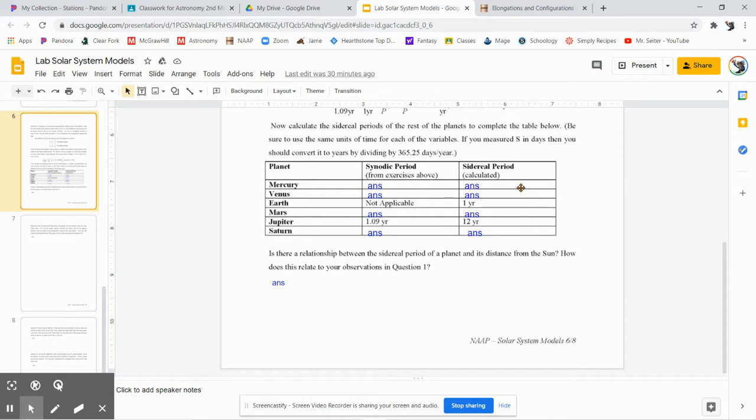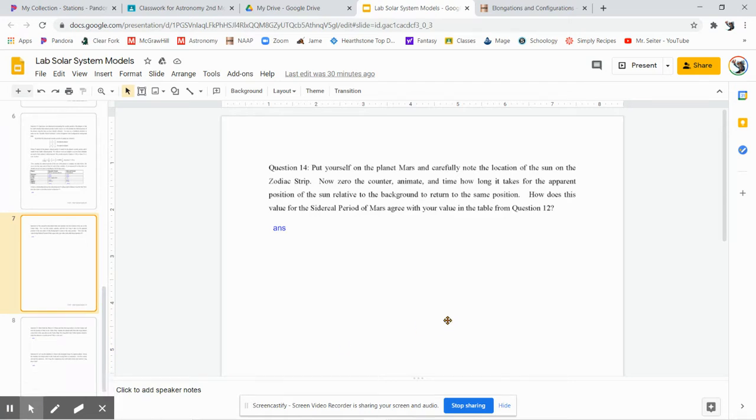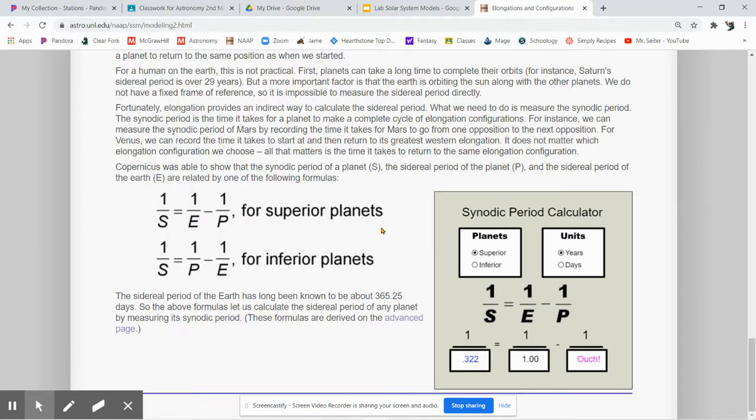After you fill this in, you're going to look at the relationships and answer two questions, again in sentence form. Question 14. Put yourself on the planet Mars and carefully note the location of the sun on the zodiac strip. Now zero the counter. Animate and time how long it takes for the apparent position of the sun relative to the background to return to the same position. How did this value for the sidereal period of Mars agree with your value from the table in question 12? So let's take a look here.